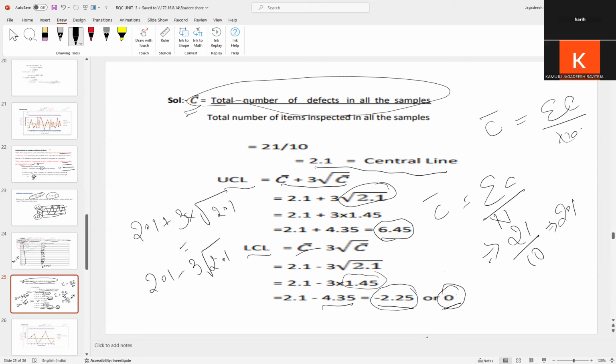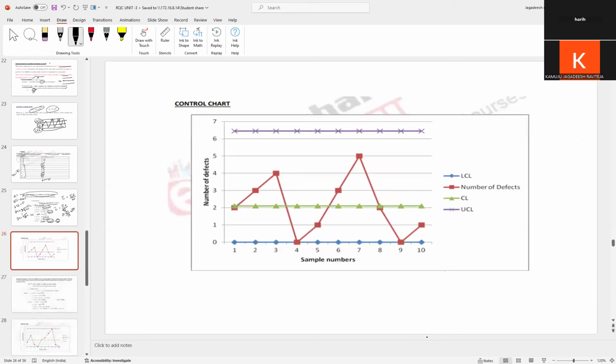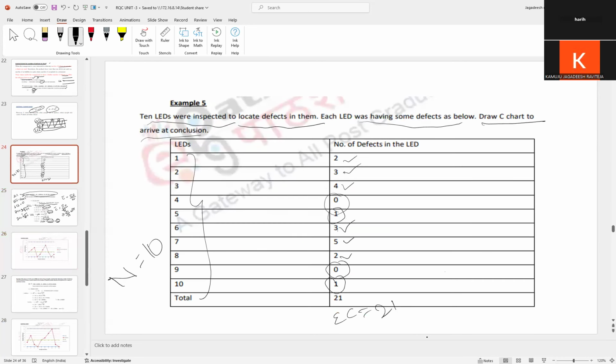Now we know the control limits. What is the upper control limit? 6.45. And what is the lower control limit? It is a negative value, therefore we make it 0. And what is the value of the center line? 2.1. Now we are ready to draw the control chart. So here is the control chart. How many LEDs are inspected from the problem? Totally 10 LEDs. Therefore, on the x-axis, we have 10 samples. Okay.